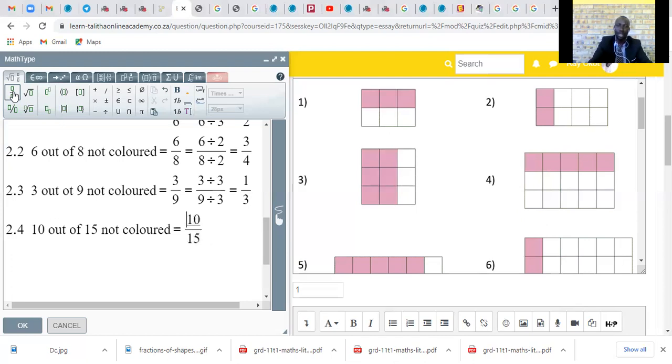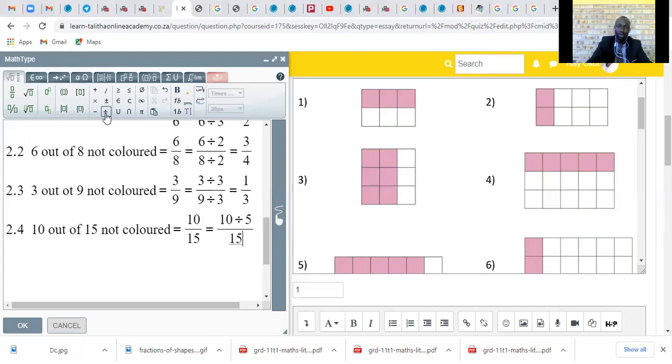How do we simplify this then? Well, to simplify this, that is 10 divided by 15, we want to look for a number which can divide 10 and also 15. If we divide 10 by 10, we soon notice that we cannot divide 15 by 10 if we want to get a whole number. So we look for some other number. In this case, we can take a 5.